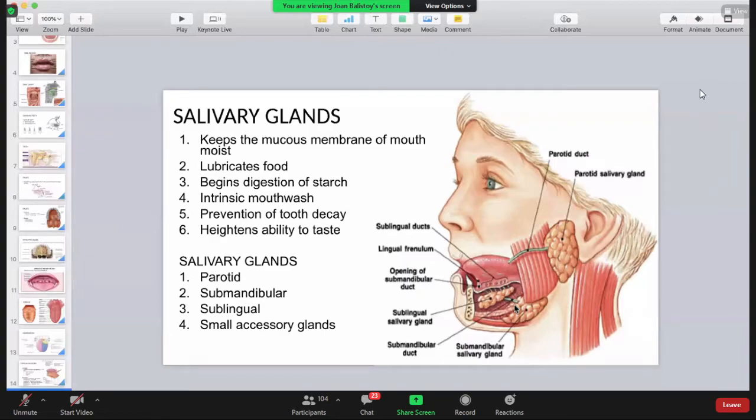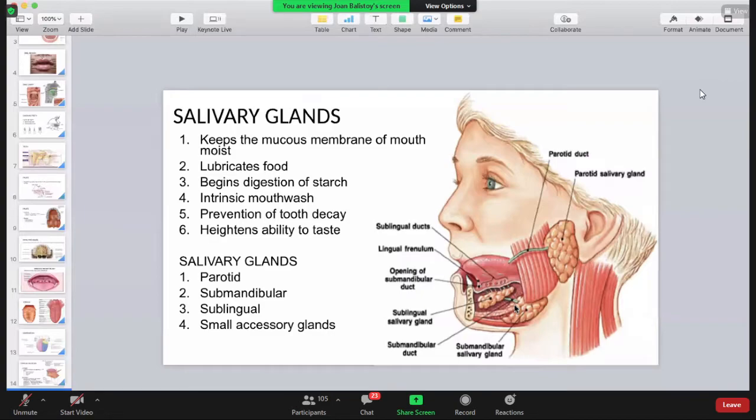So what is the purpose of the salivary glands? It keeps the mucous membrane of the mouth moist. It lubricates your food as well as begins digesting starch because of its amylase. It is also an intrinsic mouthwash. You don't need mouthwash. The salivary glands are acting as it. It prevents tooth decay and heightens your ability to taste.